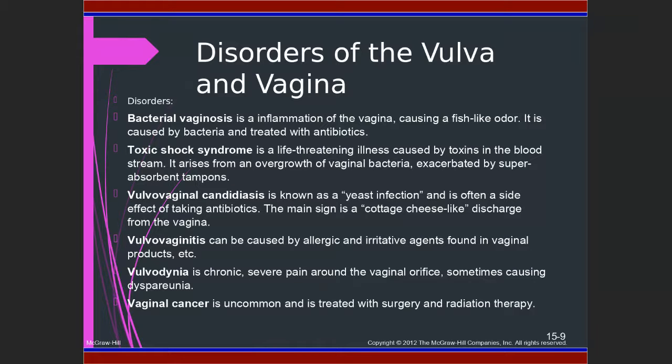Typically, the bacteria that causes bacterial vaginosis is E. coli, and E. coli is perfectly fine in the digestive system, but once you put E. coli in a wound or in the vagina or anywhere else, it causes disease, okay? Toxic shock syndrome is life-threatening, or can be life-threatening, and it's caused by toxins in your bloodstream, okay? It used to be commonly caused by super absorbent tampons that were left in for too long, but now they're making tampons safer.